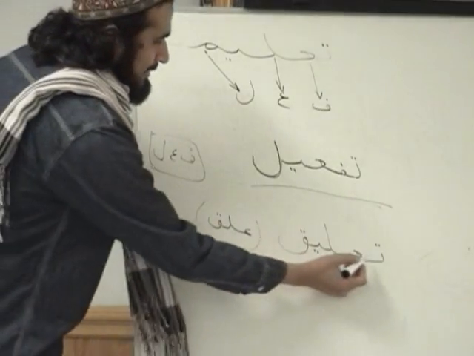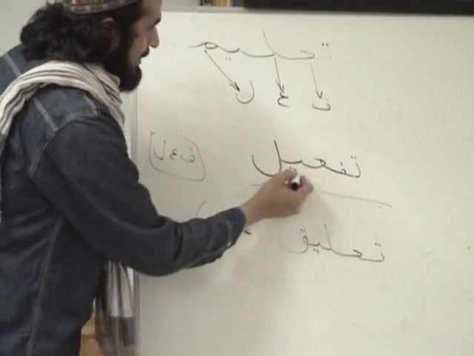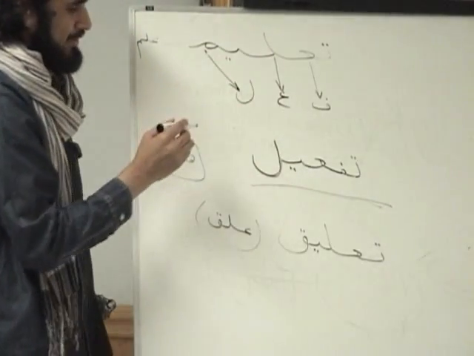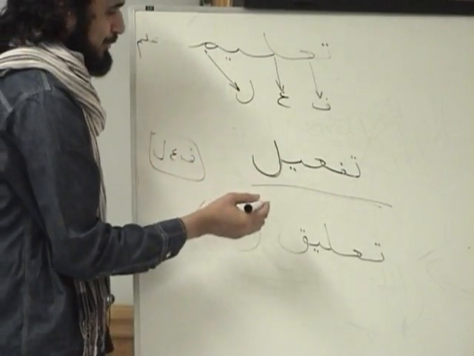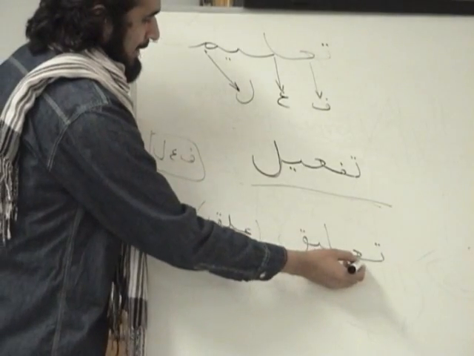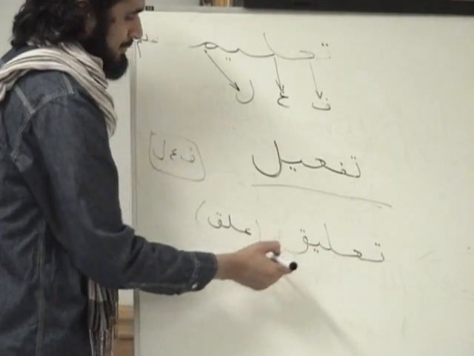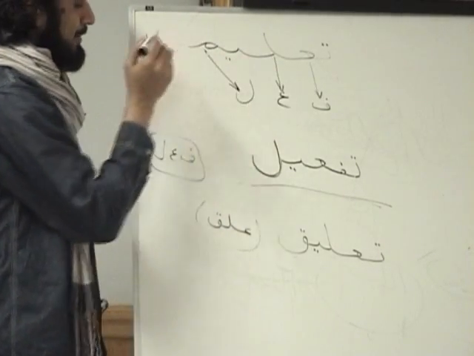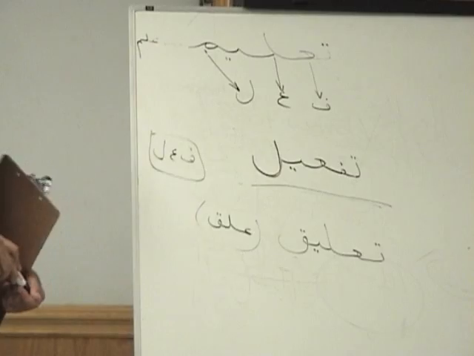So you know that ta repeats itself here, here, and here also. And then you have ya here, and here, and here. So that must be the extra letter. Anything other than those are the original: ayn, lam, qaf here, and ayn, lam, meem here. A couple more examples.